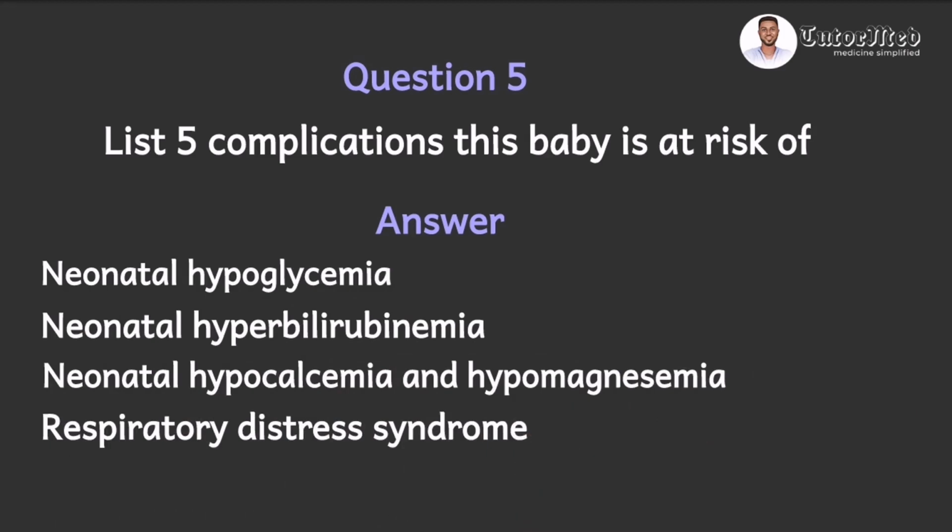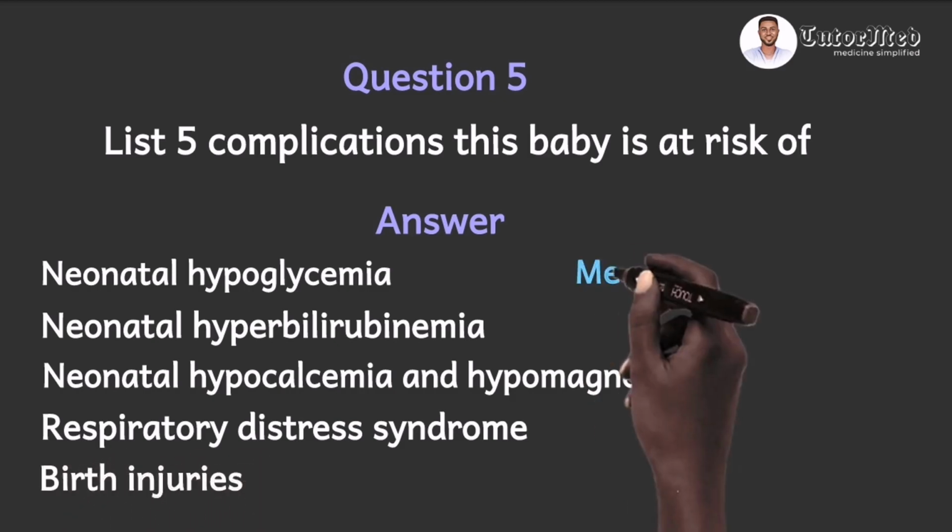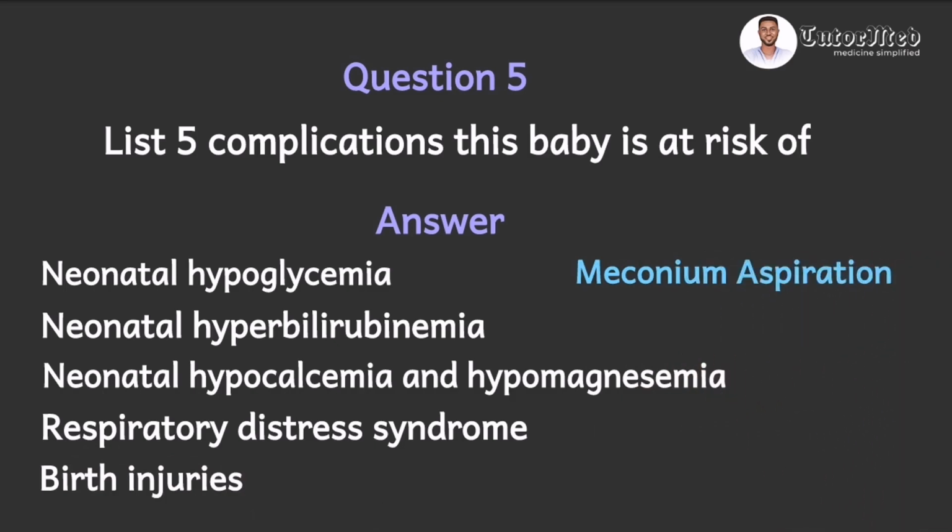We will discuss and explain these later when we are talking about neonatal problems. But here I just want to list the answers. They are also at risk of birth injuries, sometimes meconium aspiration, and congenital anomalies. They are also at risk of perinatal birth asphyxia. And so any 5 of these answers is a correct answer.